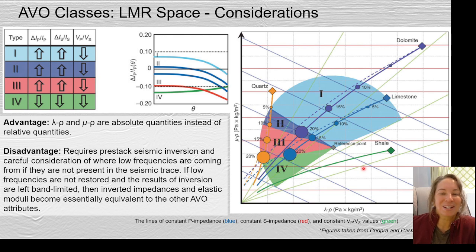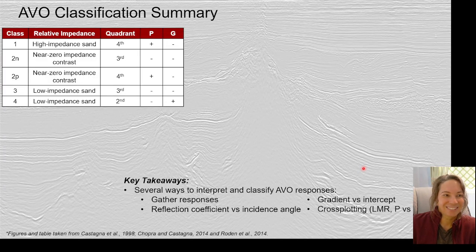Some of the advantages of working with Lambda-Mu-Rho analyses is that it can give us more absolute data rather than relative data. But it does require a pre-stack seismic inversion and really careful consideration of what your frequencies and seismic give you. If you don't have those low frequencies in your inversion, you lose a lot of the benefits of this approach, because without low frequencies in the inversion, we're dealing more with relative variations.